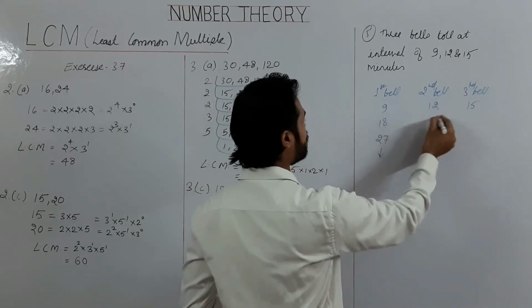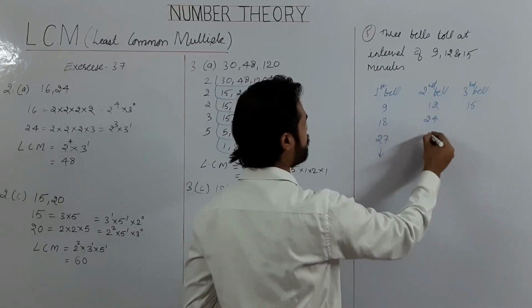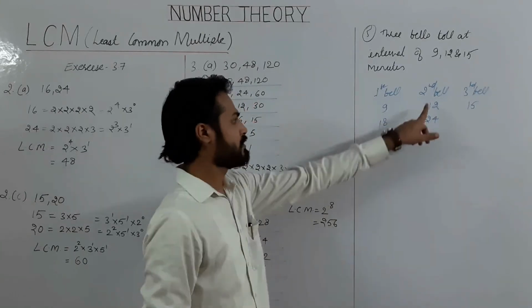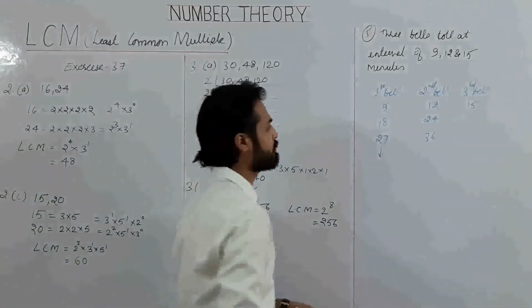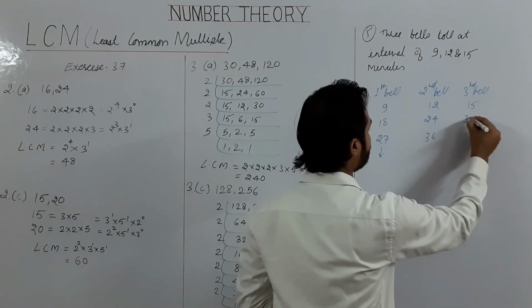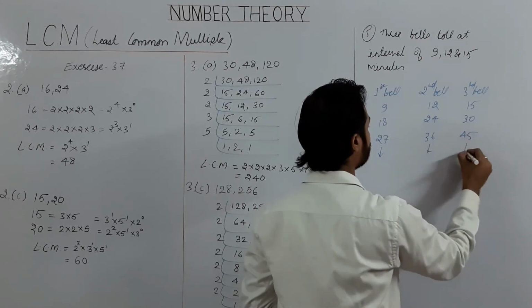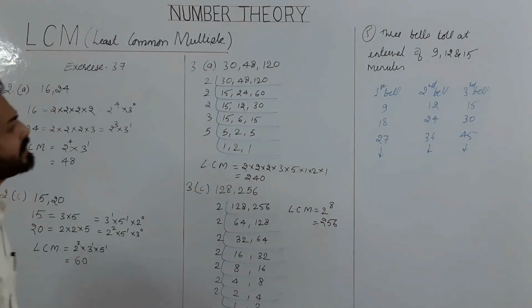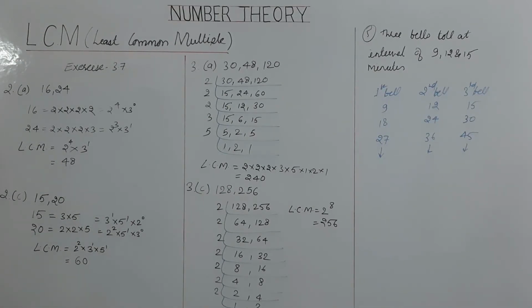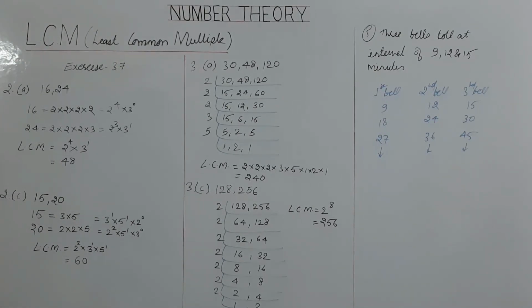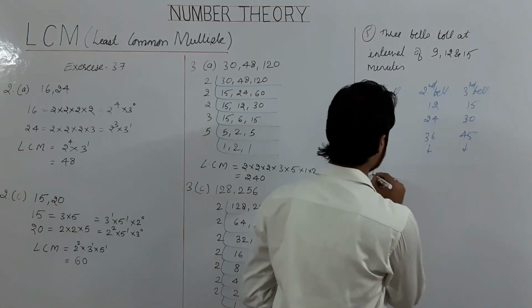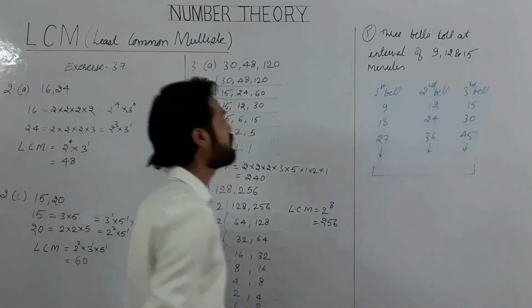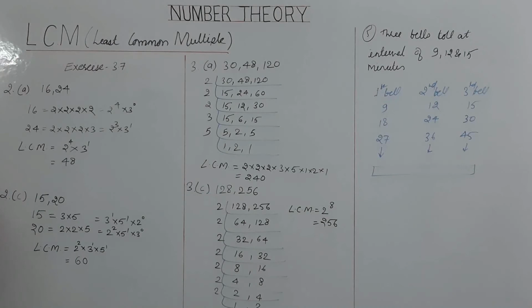For the second bell, 12 is the interval. After 12, 24 and then 36. For the third bell, 15, then 30, then 45 and so on. So these are the time intervals of each bell. We are required to find the time after what time they will toll together again. So the time at which all three bells will toll together will be the LCM of 9, 12 and 15.